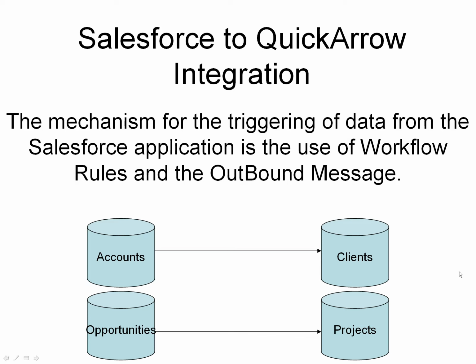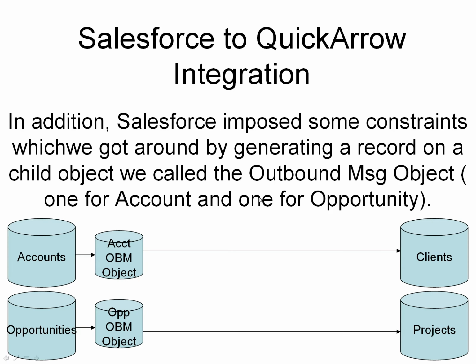The mechanism we use to trigger this data to go across is the use of workflow rules in Salesforce and the outbound messages. In addition, because of several constraints Salesforce imposed upon us, we generate a record on a child object called the outbound message object. We have one for the account and one for the opportunity.